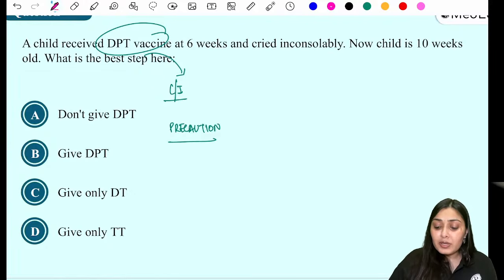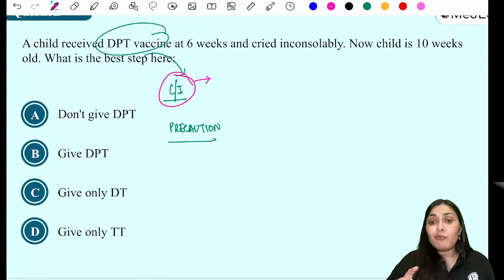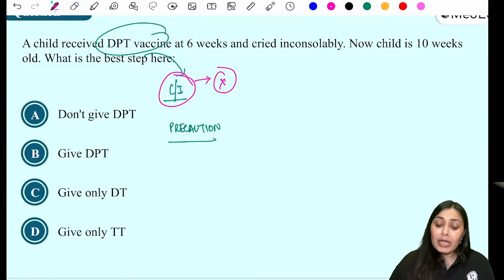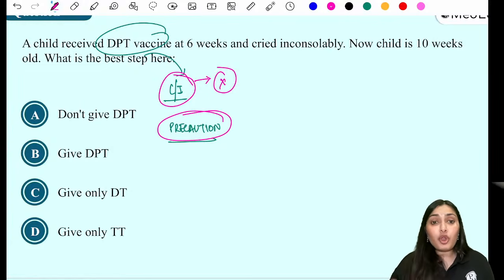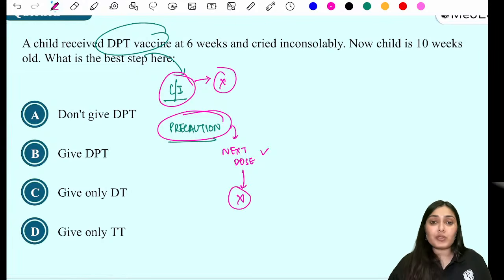Contraindication means if such a scenario happens, I won't give the next dose. That means contraindication. And what do you mean by precaution? Precaution means, okay, some event happened, but let us give the next dose. If it repeats on the next dose, I won't give any further doses. So this is precaution, right?